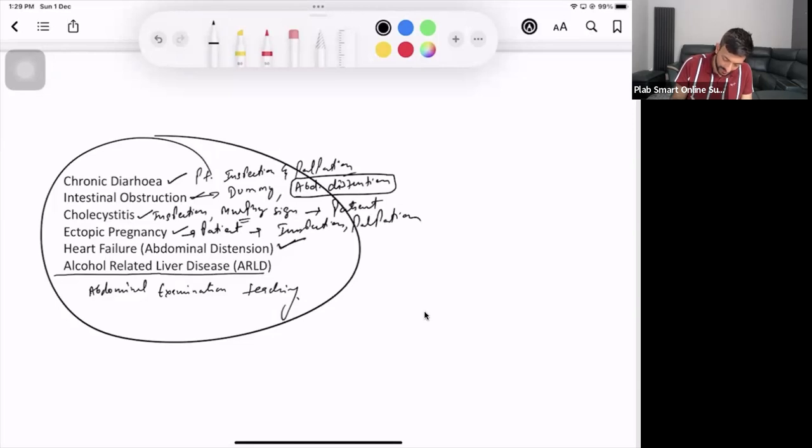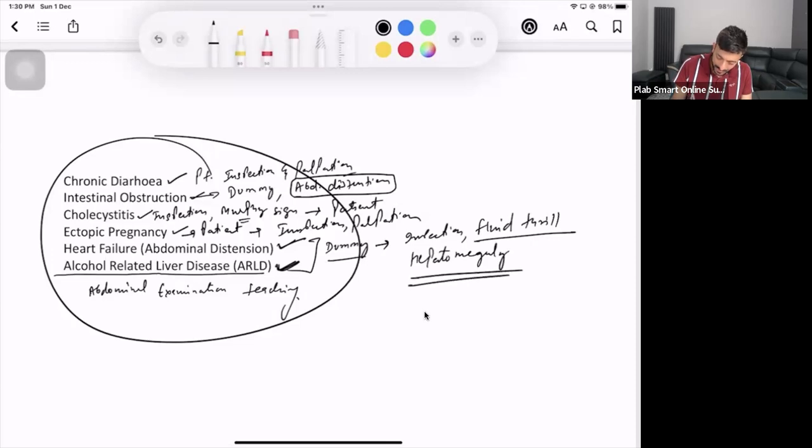When it is heart failure or alcohol-related liver disease, both are with abdominal distension, so the examination is done on the dummy. You can do inspection, that's fine. Mainly you need to look for fluid thrill. Shifting dullness, you can verbalize. And in alcohol-related liver disease, you might have hepatomegaly as well.